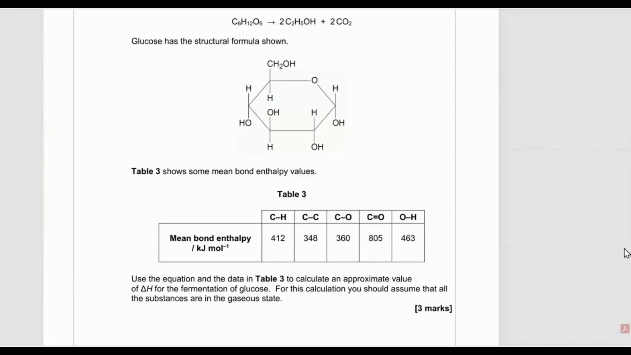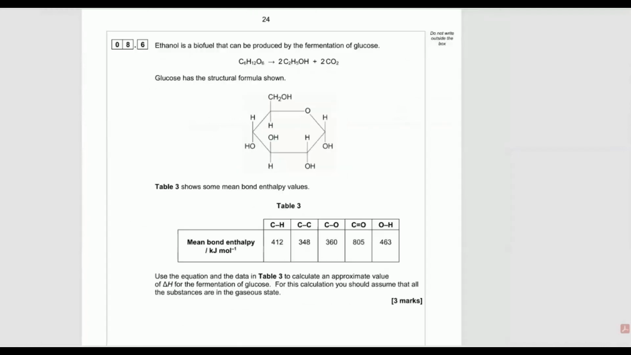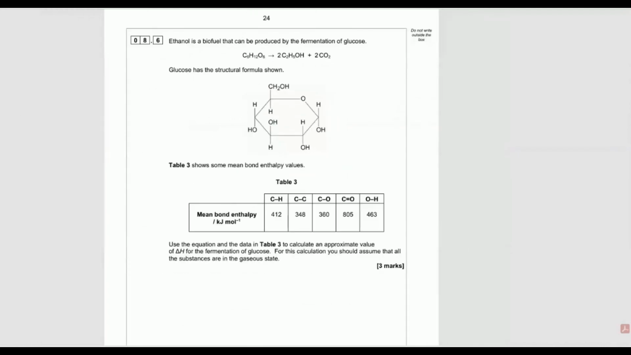Right, 3 marks. Holy moly. It's a lot of work for 3 marks. So let's have a little butcher's look.